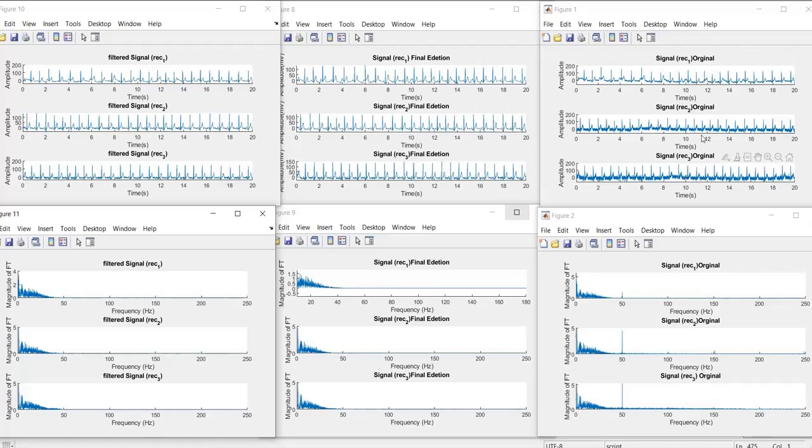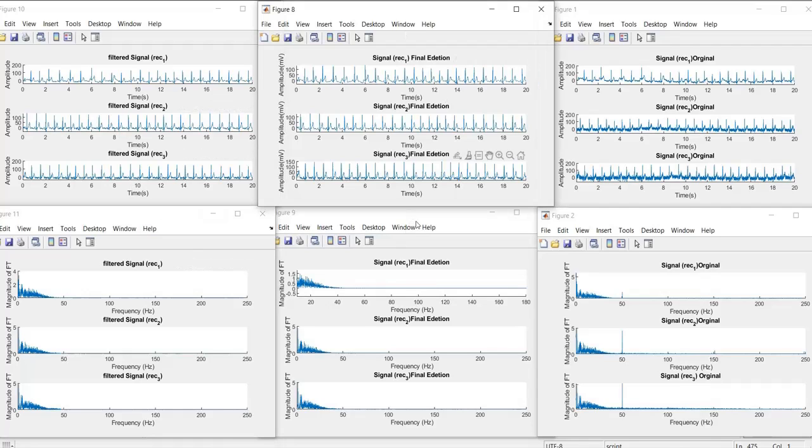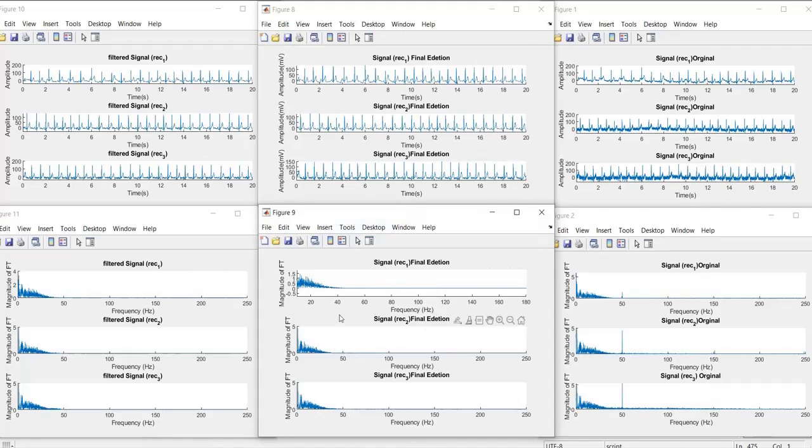this figure is the original unfiltered signal in time and frequency domain. And this one is the original filtered signal in time and frequency domain that we got from the PhysioBank ATM database. This one is our work, what we have done, and like we see, it's very similar to the original filtered signal.